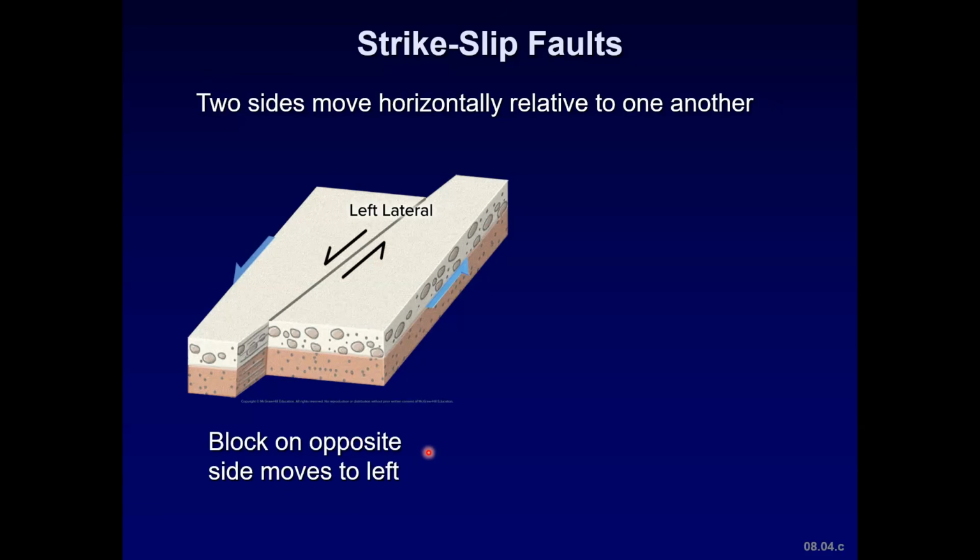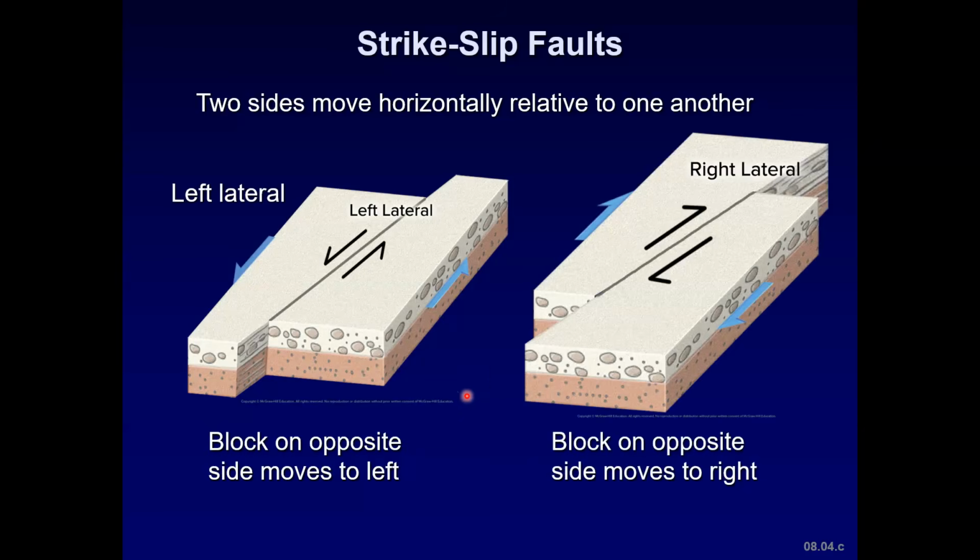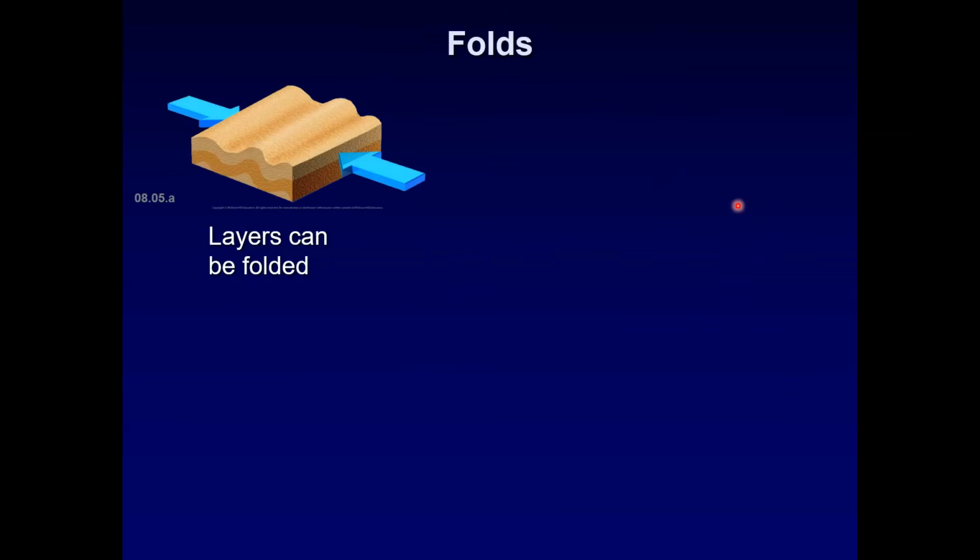If you're on one side of a strike-slip fault and a feature is offset to the left across the fault, that's how you know. You say it's left. Right lateral would be the opposite of that. If you're on one side of a strike-slip fault and a feature is offset to the right across that fault. Okay. So those are faults.